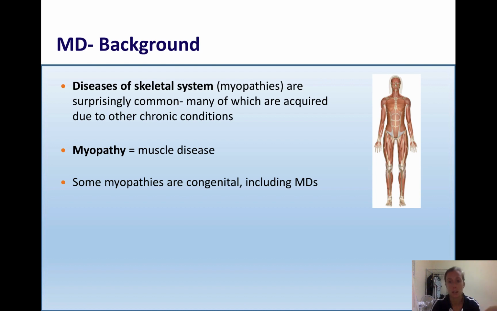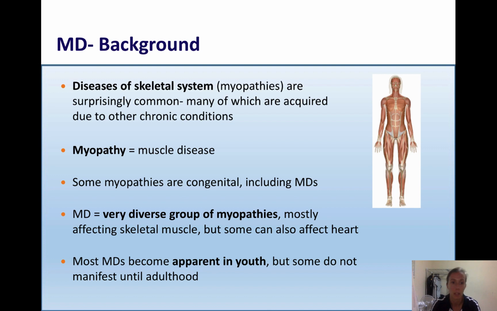Now, myopathy, in terms of a literal translation, in Greek terms, myo is muscle, pathy is suffering, so it's basically muscle disease. Okay, so suffering of the muscular system. So some myopathies are congenital, and this includes your muscular dystrophies or your MD. So I'm going to use that abbreviation.